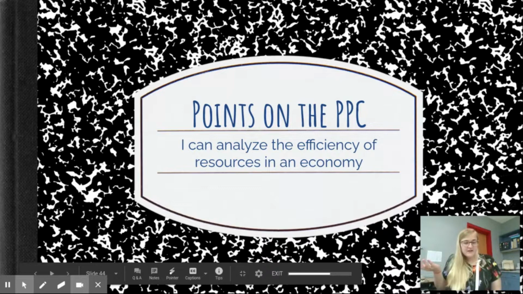What does efficiency mean? Efficiency means productivity. How efficient are we being? Are we using all of our resources to the maximum potential, or are we lagging behind? Is our economy as big and as blossoming as it could be, or are we not using everything that we could to make a better economy? Okay?